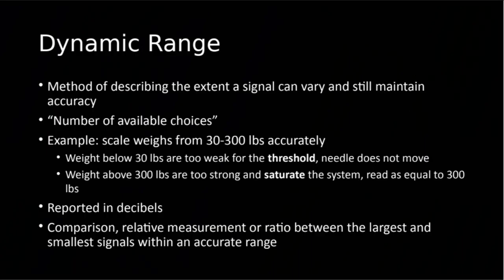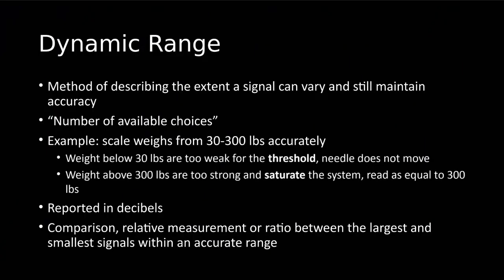Moving into our dynamic range. So this is where our contrast kind of comes into play. Dynamic range itself is the method of describing the extent a signal can vary and still be accurate. So this is giving us a number of available choices, right? Our dynamic range is giving it the lowest threshold and then the highest threshold. Anything in between those two thresholds will be able to be displayed accurately.